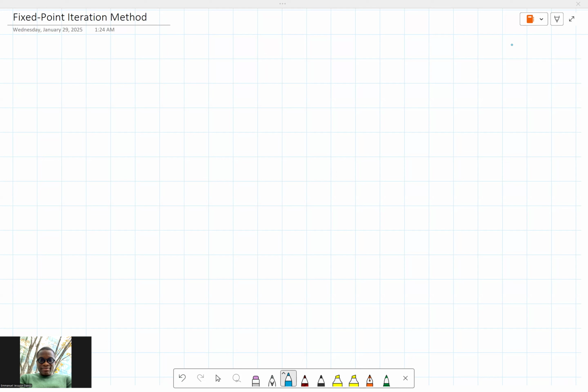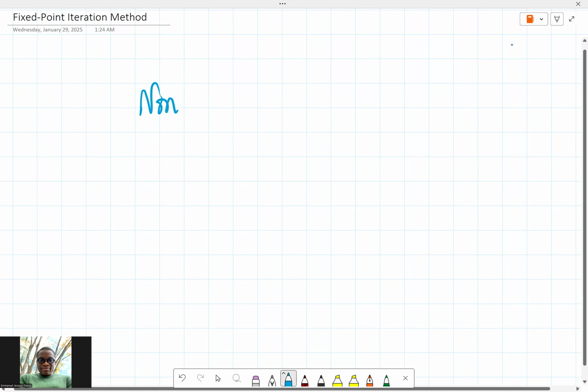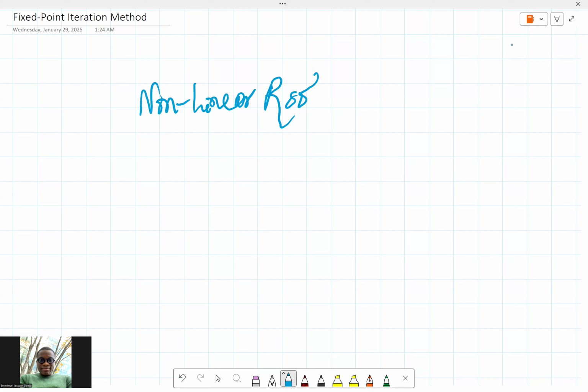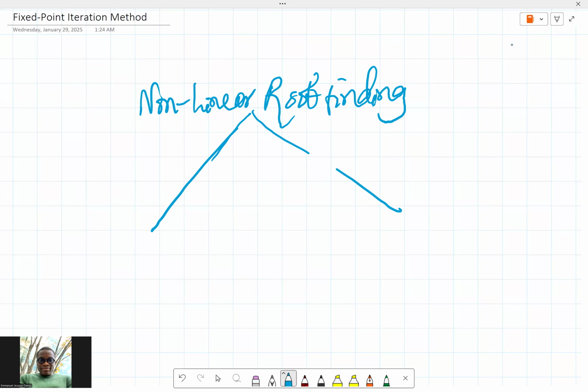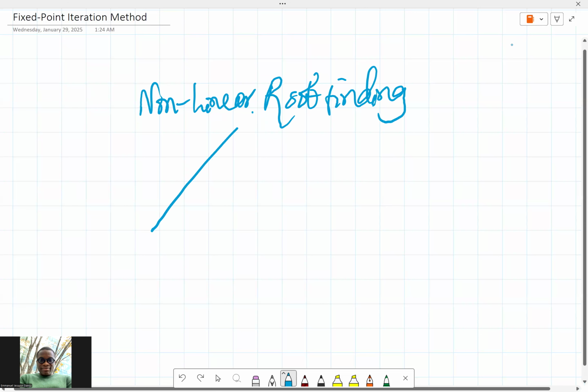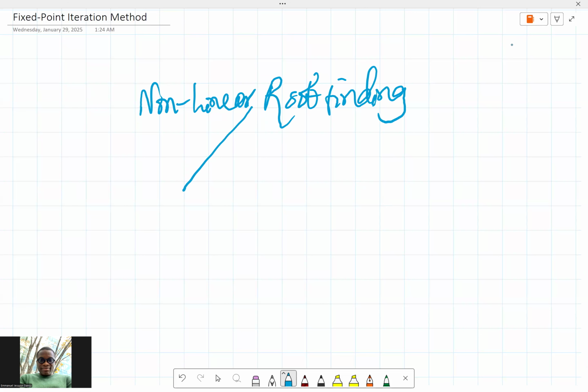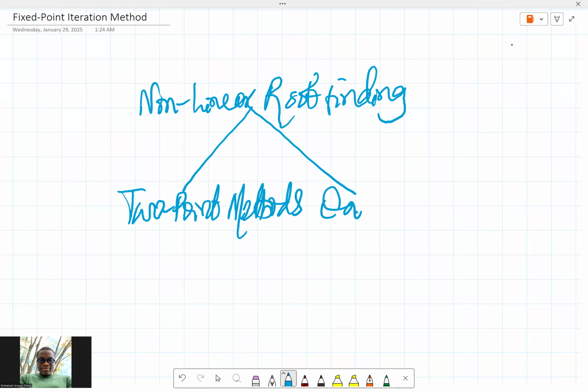So generally speaking, for nonlinear root finding, we have two broad classifications. We have two-point methods, and we have one-point methods.